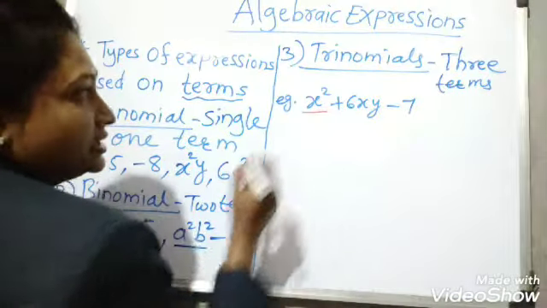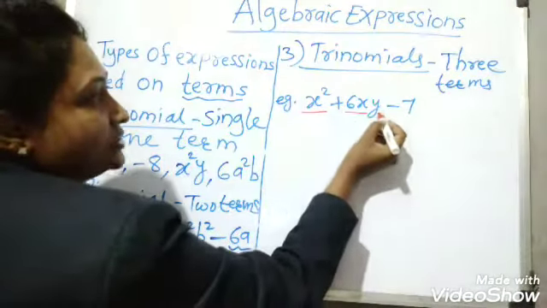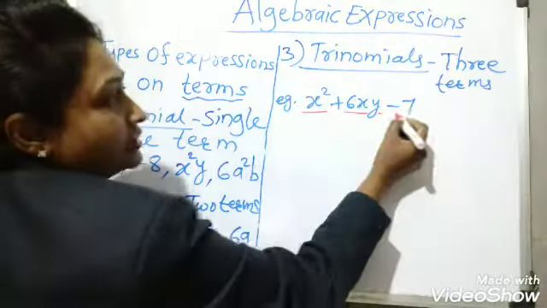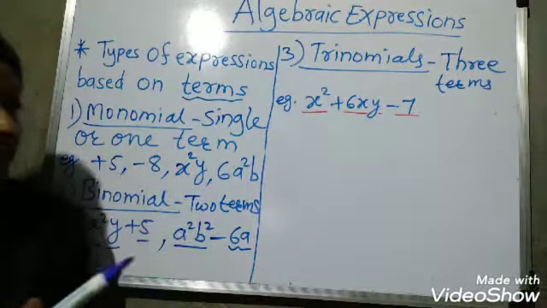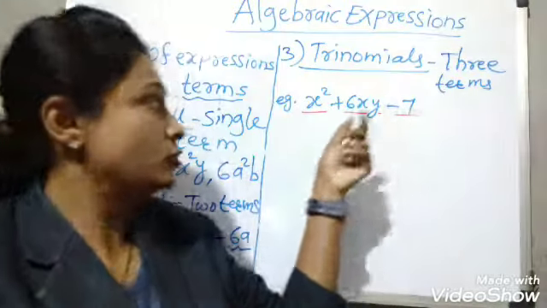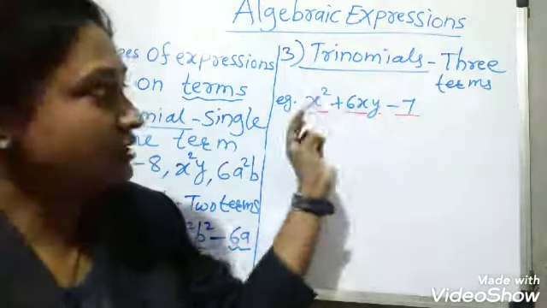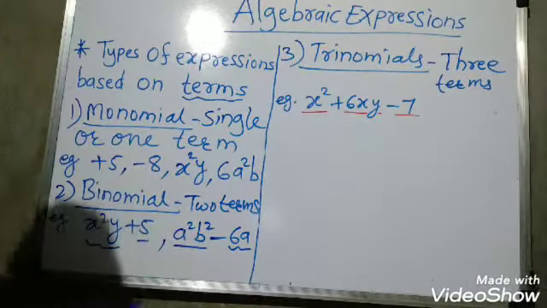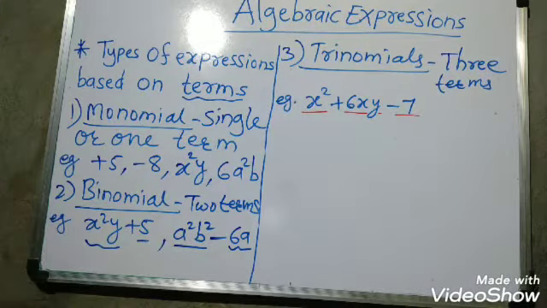That is x square, this is the first term. 6xy is the second term, and this minus 7 is the third term. Why? Because between them a plus and minus sign is there, so we are getting three terms. Okay, understand students? Now monomial, binomial, trinomial.